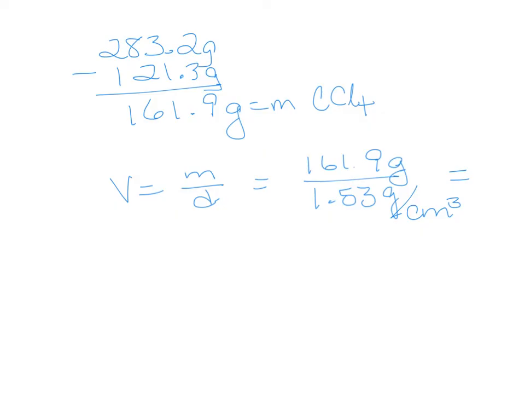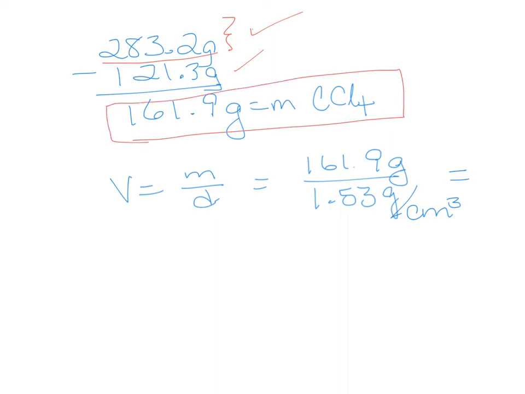So here's the problem worked out. As I said before, the mass of the container and the carbon tetrachloride was 283.2 grams. The mass of the empty container was 121.3 grams, and so if you take that difference, you find that the mass of carbon tetrachloride that it took to fill up that container is 161.9 grams.